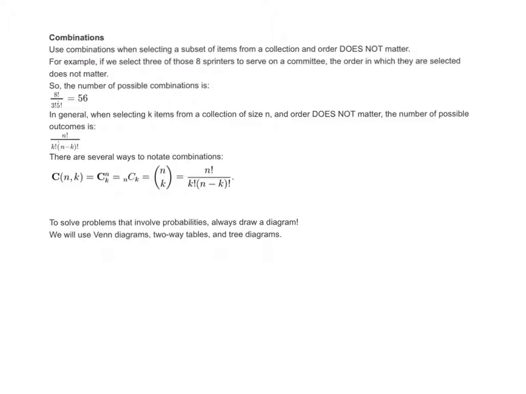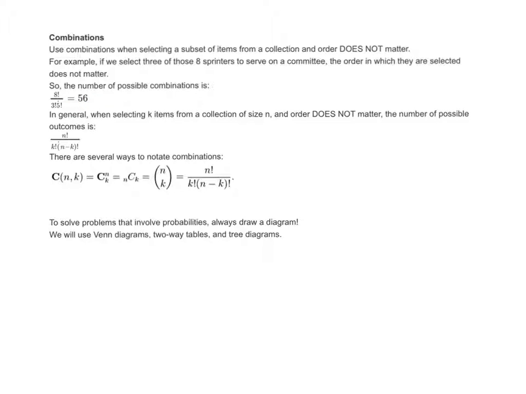Next, let's look at combinations. And combinations occur when you select a subset of items from a collection and the order doesn't matter. So for example, suppose that we took those 8 sprinters from before and we just wanted to grab 3 of them to serve on a committee. The order in which we select them doesn't matter because it doesn't make a difference whether we select A, then B, then C, for example, or B, then C, then A. So if order doesn't matter, the number of different outcomes is going to be 8 factorial over 3 factorial times 5 factorial, which is only 56.